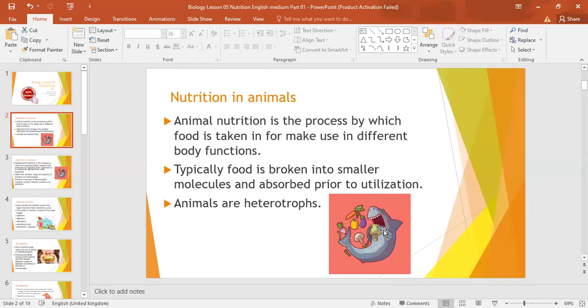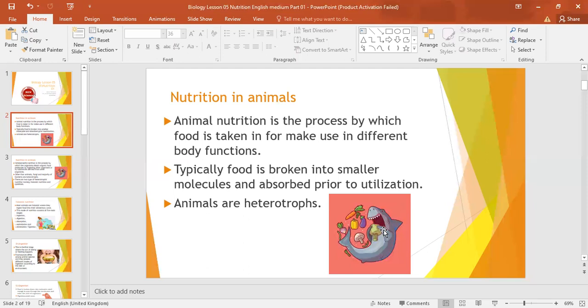Animal nutrition is the process by which food is taken in to make use of in different body functions like muscle contraction, reproduction, movement, impulse transmission, so many body functions. Energy is required, and that energy is supplied by food. We also have a carbon requirement. That carbon requirement and energy requirement is supplied by food. That is why we eat food.